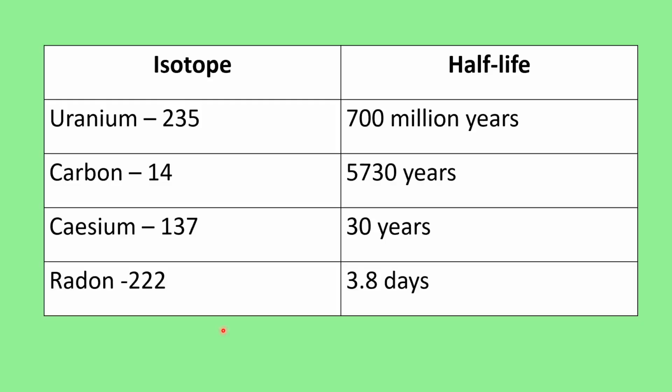So I've got some common isotopes and their half-lives here. Uranium-235, so that's its mass number, is 700 million years. Carbon-14, about 6,000 years. Cesium, 30 years. And radon, 3.8 days. So different isotopes have very, very different half-lives, going from very, very large to very, very small.